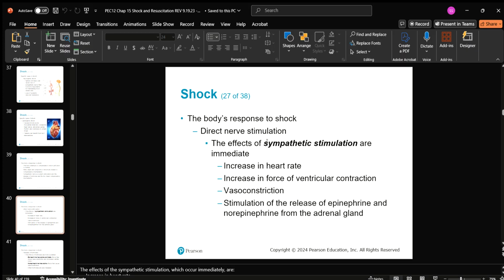All right, so we talked about this. This is called sympathetic stimulation. Increase in heart rate, increase in force of ventricular contraction. This is going to increase our blood pressure. Vasoconstriction. It's going to try to vasoconstrict. Vasoconstriction increases our blood pressure. Stimulation of the release of epinephrine and norepinephrine from the adrenal glands. Epi, what do we say epi does? What does it do to our blood vessels? Constricts them. So all this is happening simultaneously.